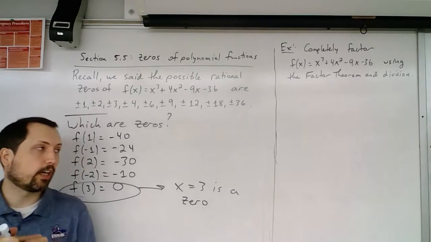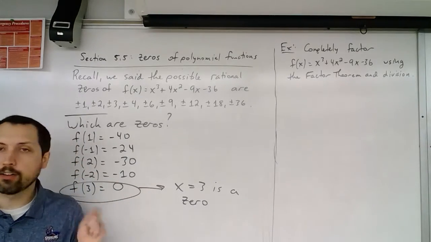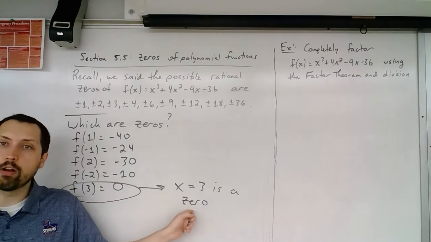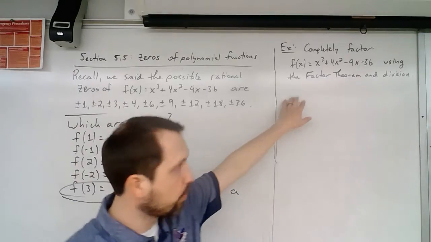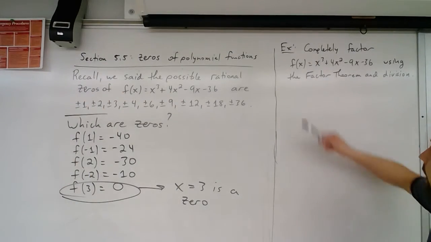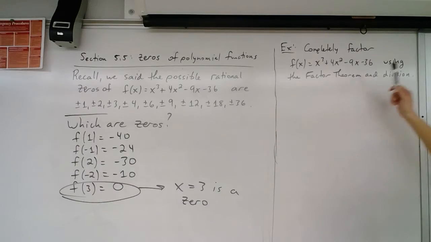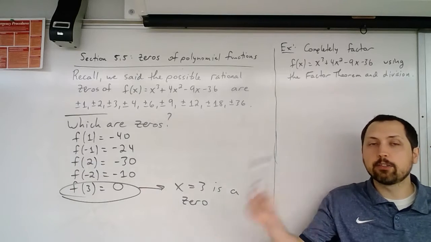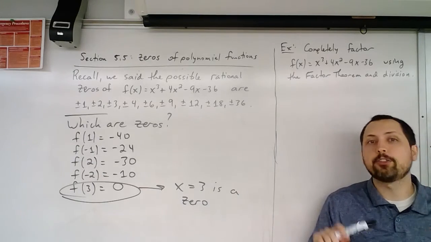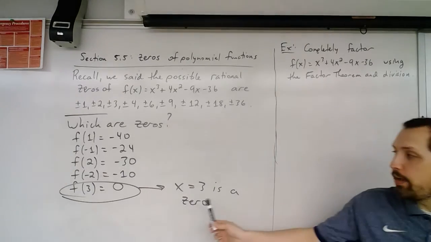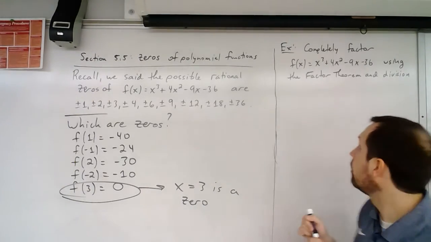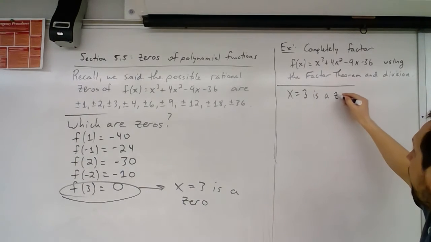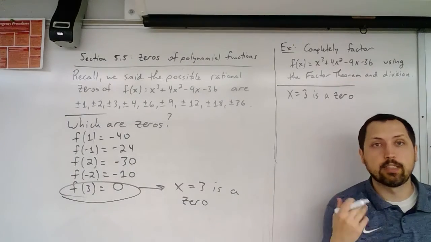You could keep checking all these other ones, but we're going to find a faster way now to figure out what all of the zeros are, now that we know one of them. So now we're going to completely factor f of x equals the same thing using the factor theorem and division. Remember, the factor theorem says that if we know a zero, we know a factor, or if you know a factor, you know a zero. So we have ourselves a zero of this polynomial. We know that x equals 3 is a zero. That's great.